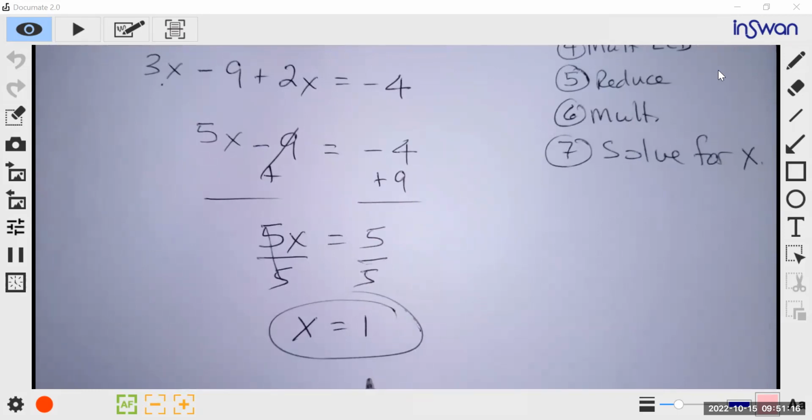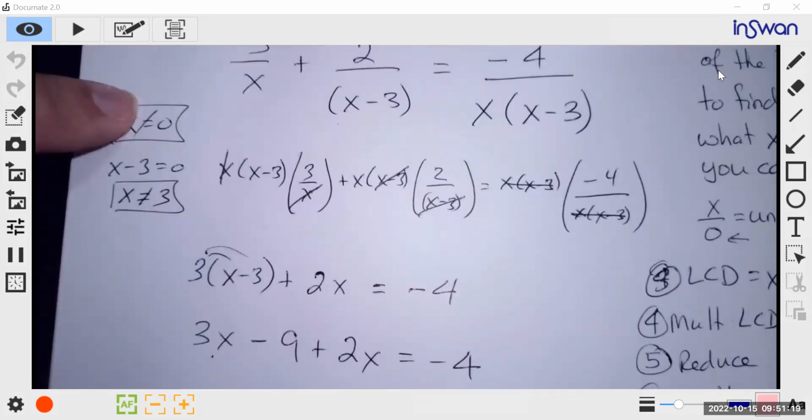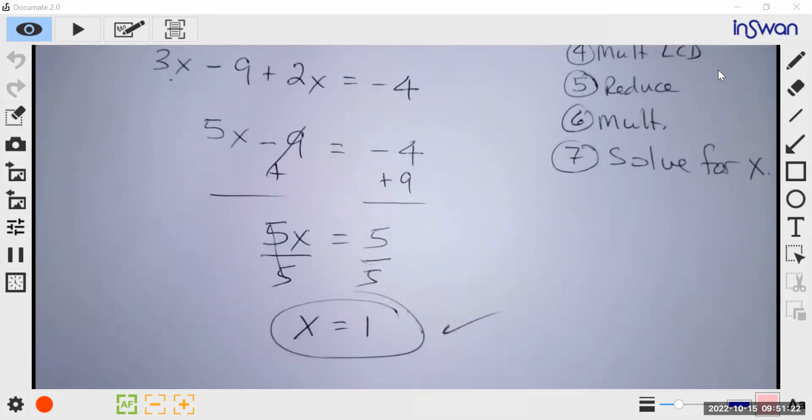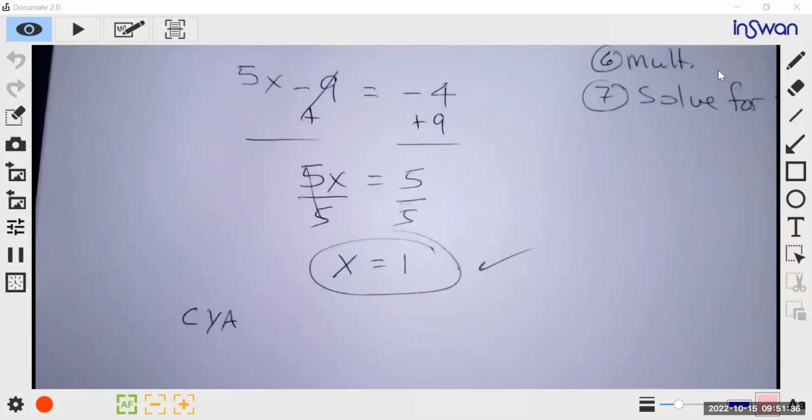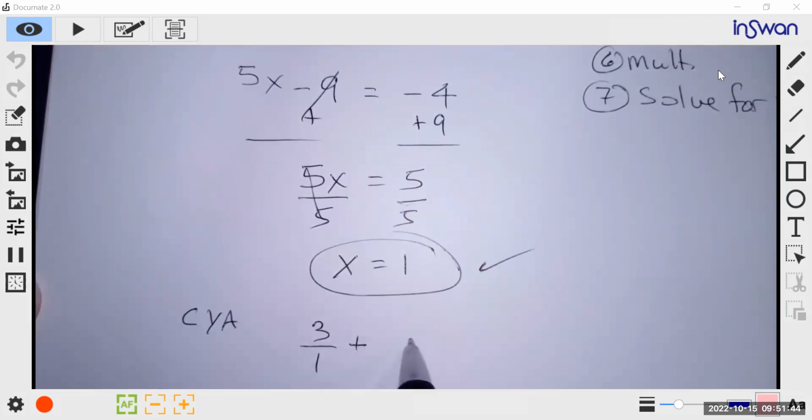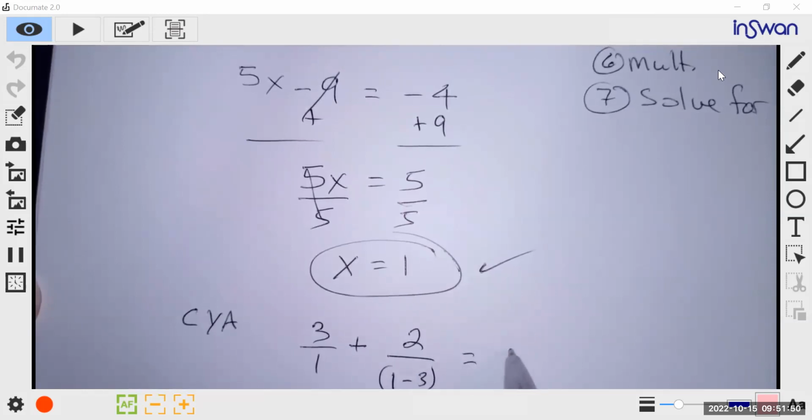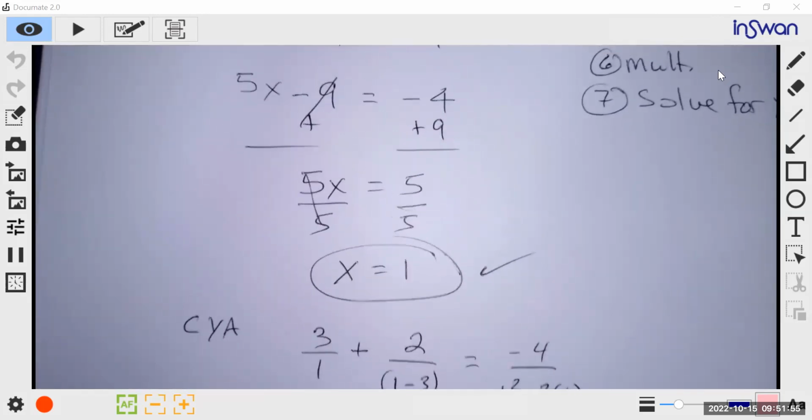Is one of the numbers we can't use? No, because we can't use 0 or 3. So this is our answer. And we can always check our answers. Okay. So it's always advisable to check your answers. How would you check your answer? Go back to the original equation, and anywhere you see an x, put a 1. And work it out. See if it works.